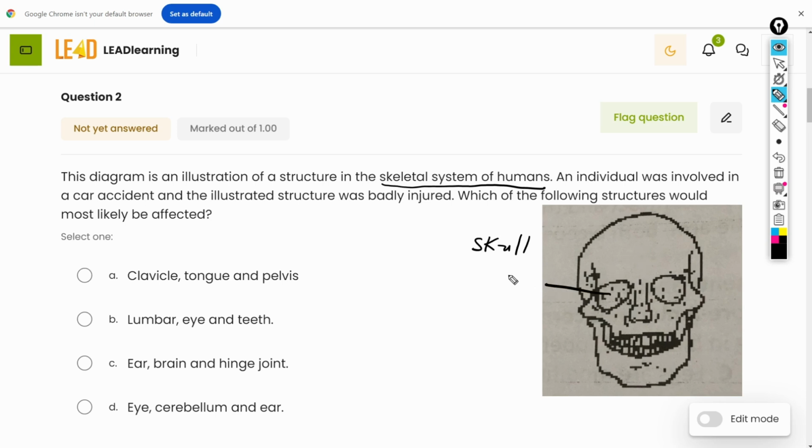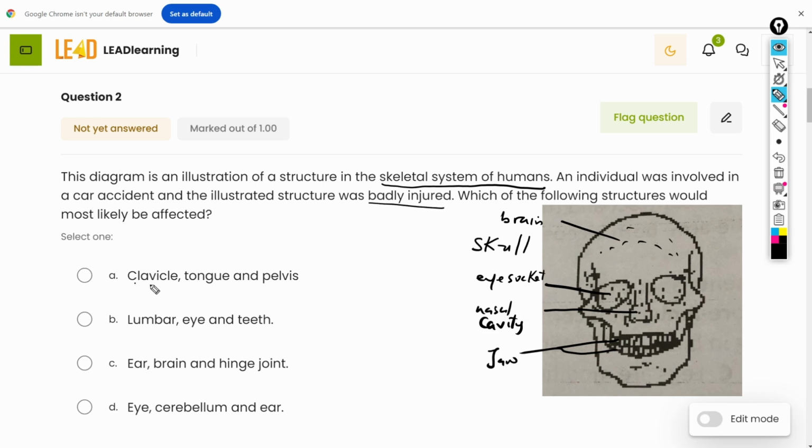Now, this, of course, is the eye socket, which houses the eye. This is the nasal cavity, which supports the nose. And then this is the upper jaw and the lower jaw, which houses the teeth. And then this is the cranium, which houses the brain. So let's look at organs that are housed within this structure. They are the organs that will be badly affected by this accident.